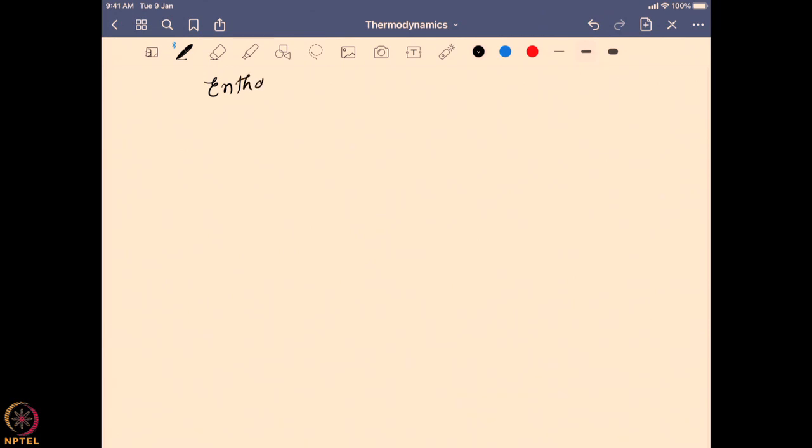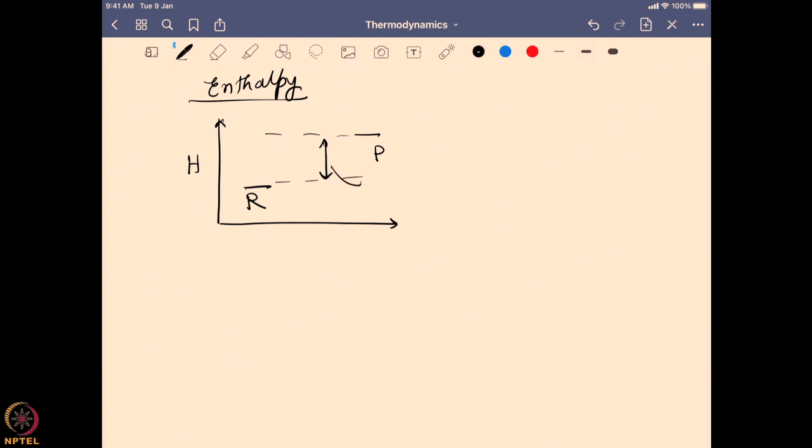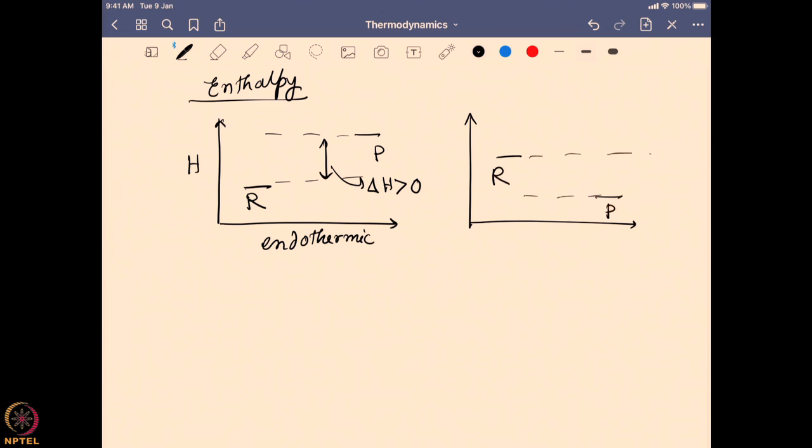So far we have talked about enthalpy, and we know that if we have a system and measure with respect to enthalpy, with this as my reactant and this as my product, this is a delta H greater than 0 system where the product enthalpy is higher than the reactant, known as an endothermic reaction. In the opposite scenario, the product enthalpy is lower than the reactant, and I have a delta H less than 0 system, an exothermic process.